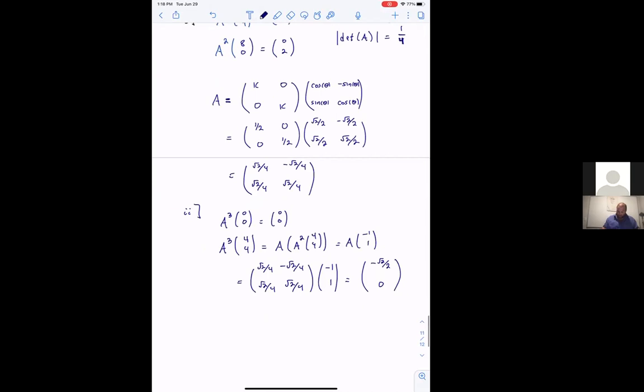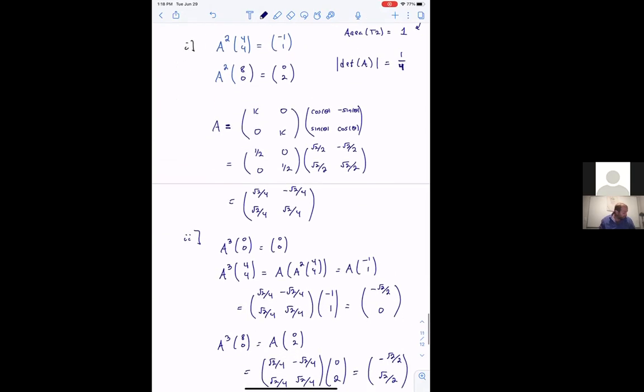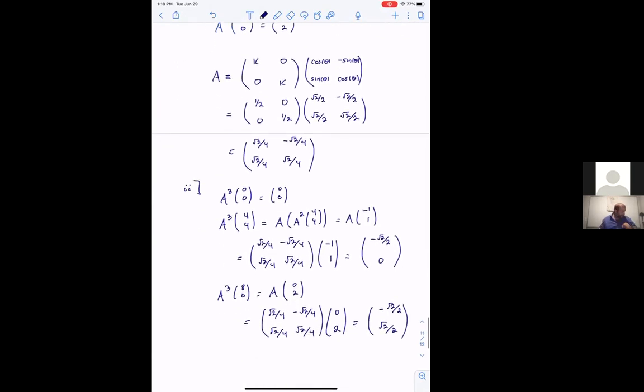And finally, what's A cubed acting on 8, 0? Well, that's the same thing as A acting on 0, 2, which is root 2 over 4, negative root 2 over 4, root 2 over 4, root 2 over 4 acting on 0, 2, which gives me negative root 2 over 2, positive root 2 over 2. And if you look at the picture, T3, x is negative, y is positive, isosceles triangle, it all works out. Wonderful.